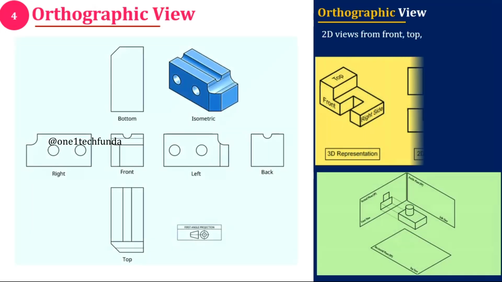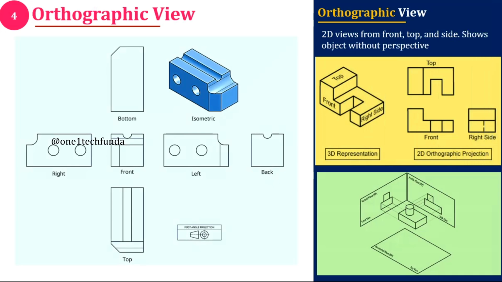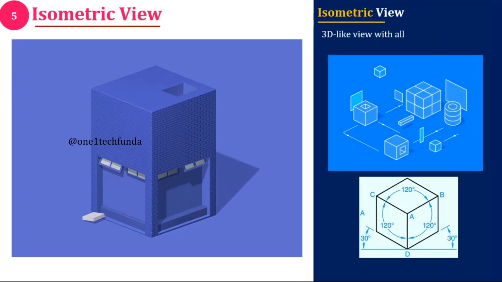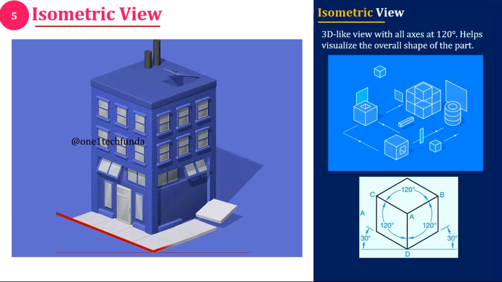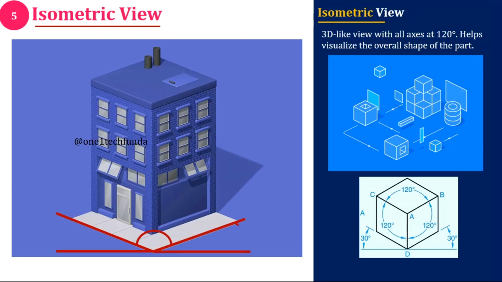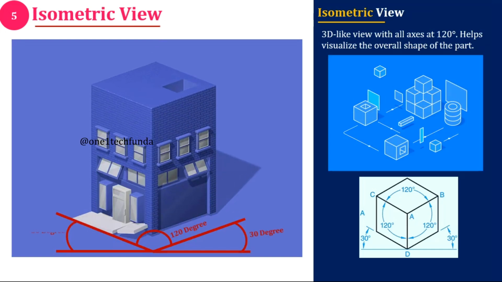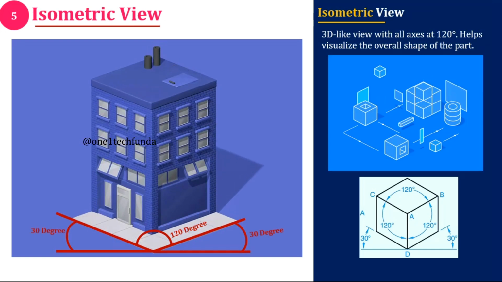Orthographic view. Orthographic projection shows the true shape of each face of a part. The common views are front view, top view, and side view. Together, these views completely define the geometry of a component. Isometric view. Isometric view is a pictorial representation where the object is drawn at 30 degrees angles. It gives a 3D appearance on a 2D sheet, making it easier for non-technical people to understand the part.